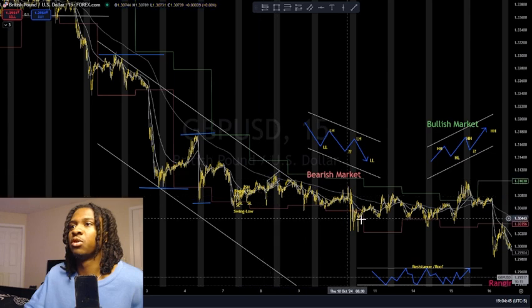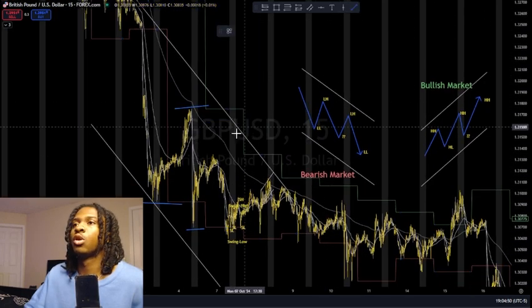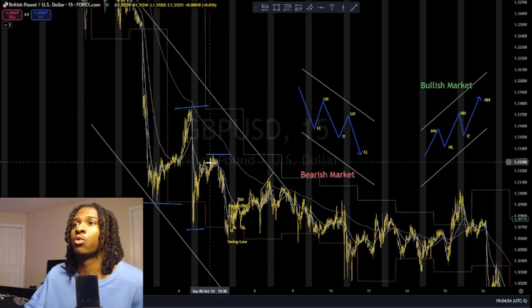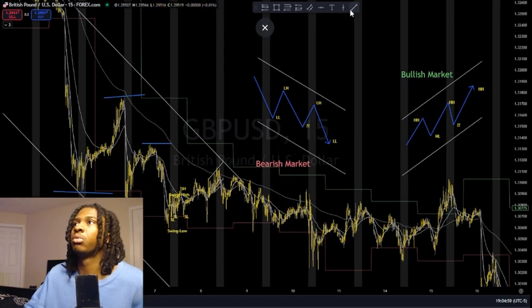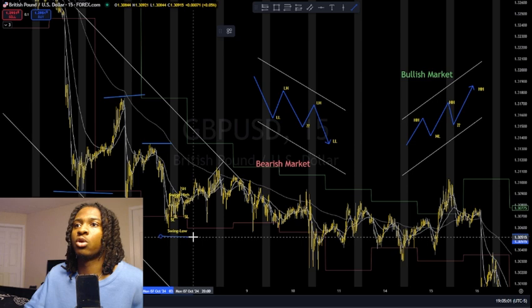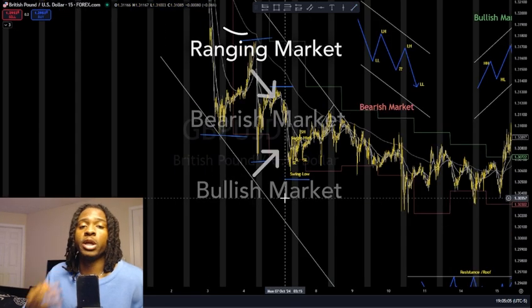Then we start to move a little bit sideways here, lower high, because it is lower than this one, but it's still higher than these. Then we get another break, which is a lower low here. Now those are our 3 important markets.